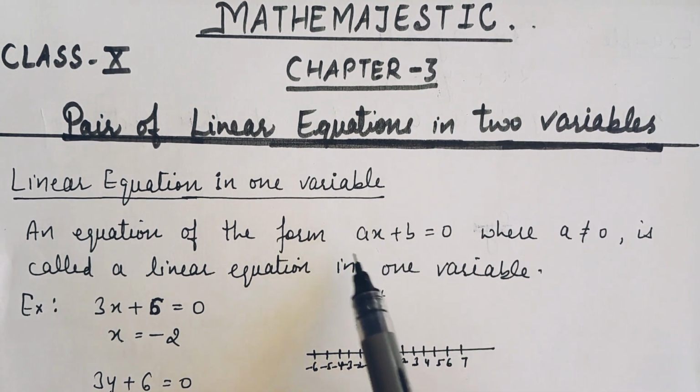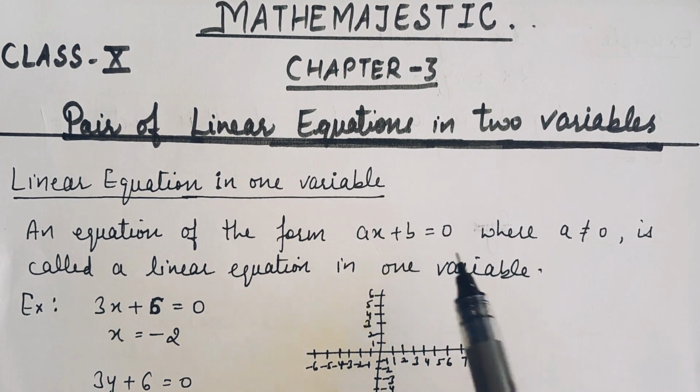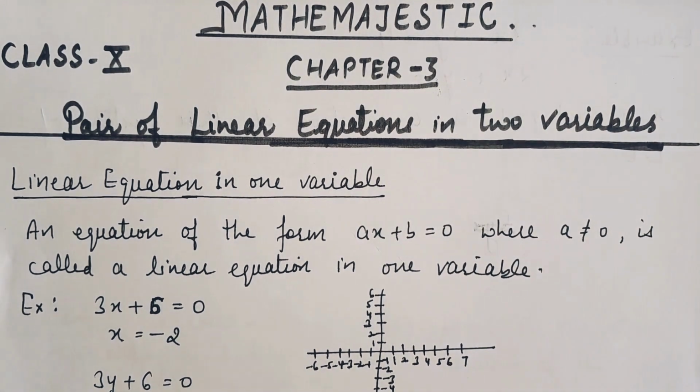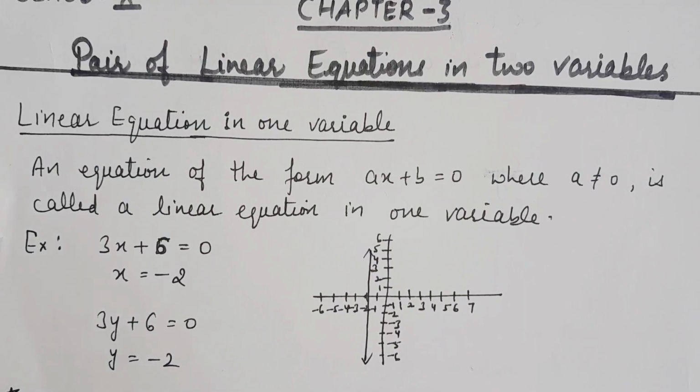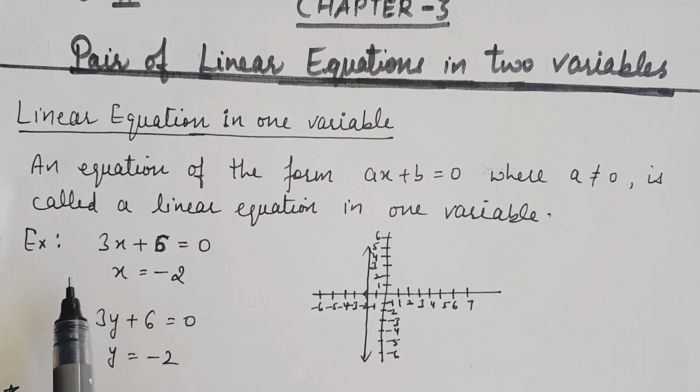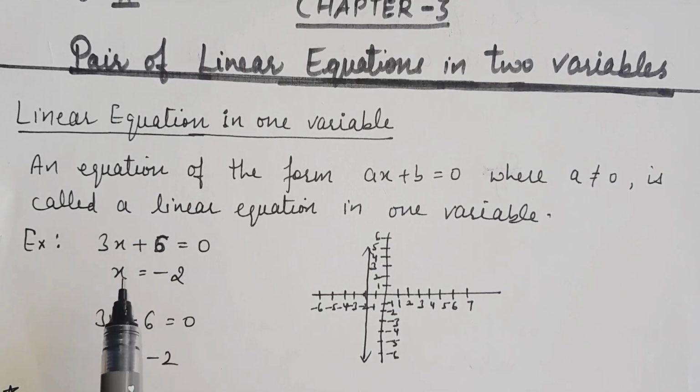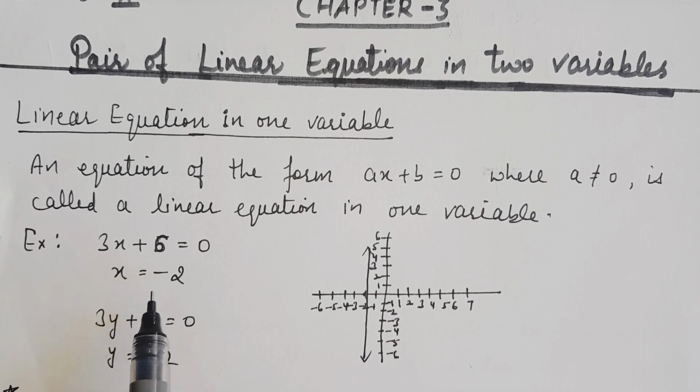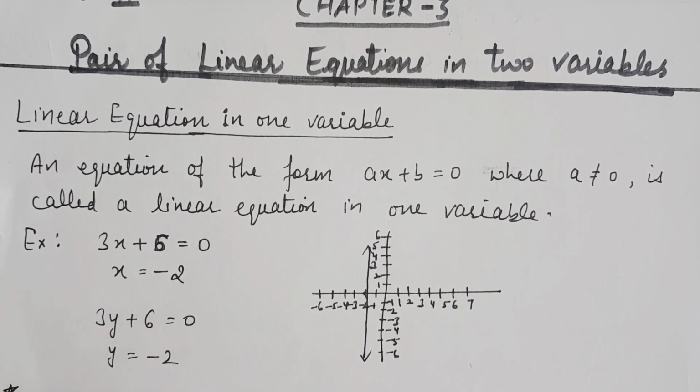This type of equation is called a linear equation, in which the variable has the highest power as 1. So an example of a linear equation is 3x plus 6 equals to 0. If we simplify this, x will be equal to minus 2. Similarly, we have another equation 3y plus 6 equals to 0, and the solution of this equation will be y is equal to minus 2.